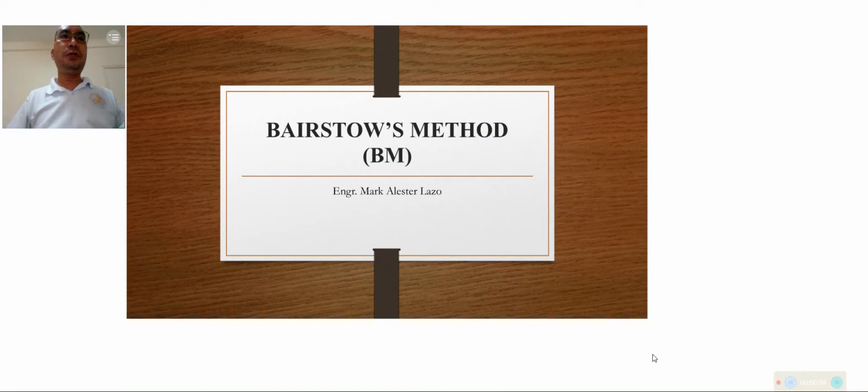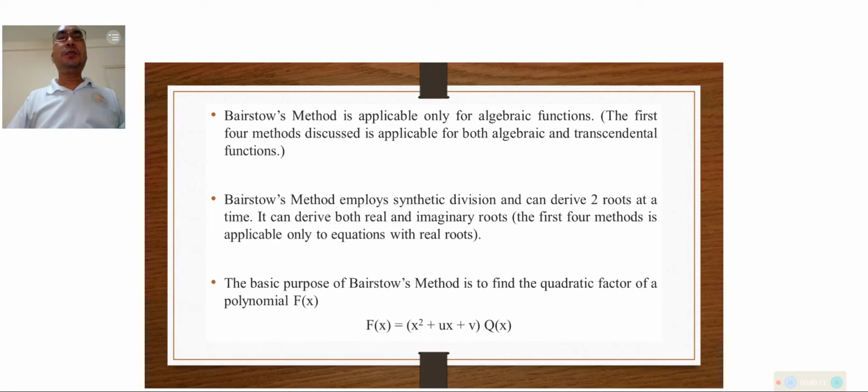Good day. Our lesson for today is on Bairstow's method. Bairstow's method is applicable only for algebraic functions, while the first four methods we have discussed previously, the MOS, the ISM, the Newton-Raphson, and the half-interval method, are applicable for both algebraic and transcendental functions. Bairstow's method employs synthetic division and can derive two roots at a time. It can derive both the real and imaginary roots, while the first four methods are applicable only to equations with real roots.